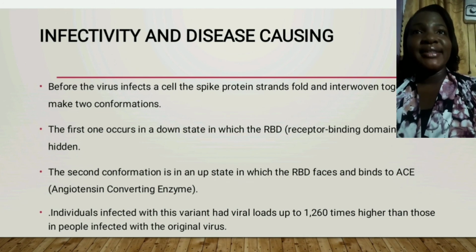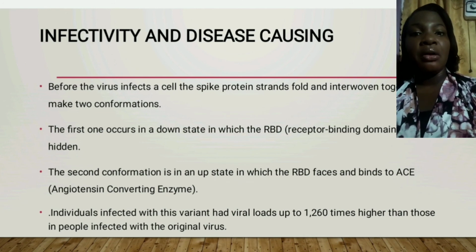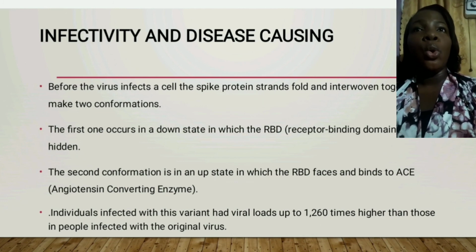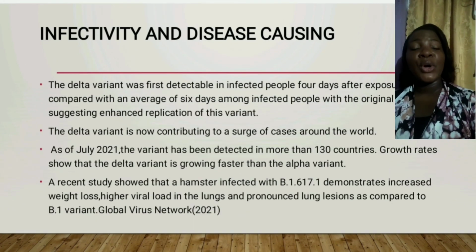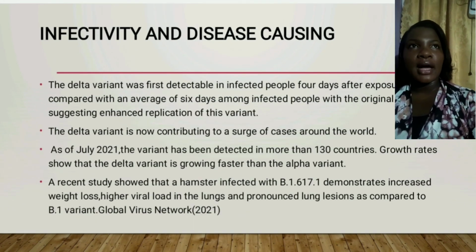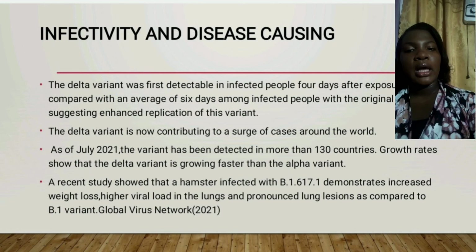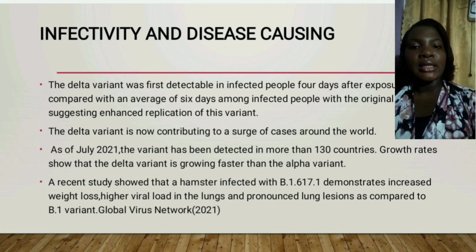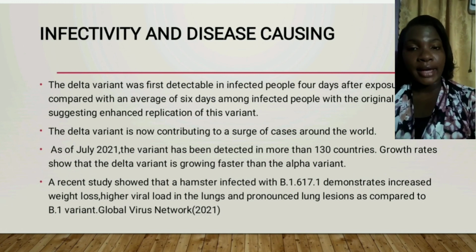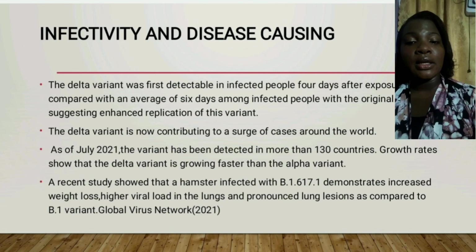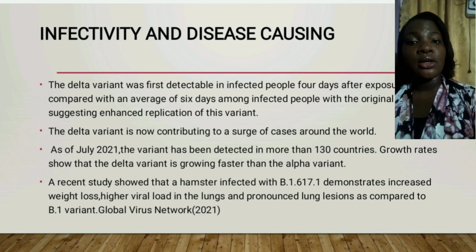Persons who are infected with the Delta variant had viral loads up to 1,600 times higher than persons who were infected with the original. On average, the variants are detected within 6 days after a person is infected. With the Delta variant, it is just 4 days that you are able to detect the virus, to show you how fast the virus is replicating. Hence, why it is recorded in 130 countries so far.